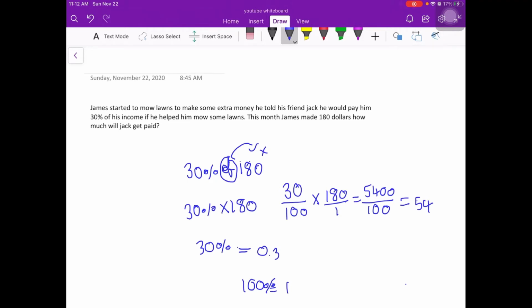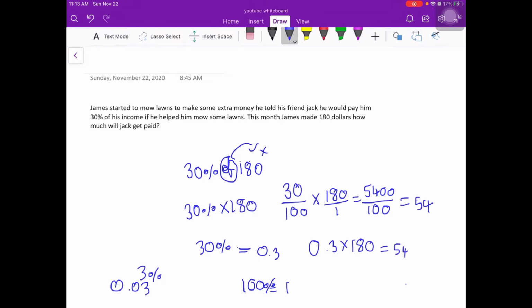Now remember, if someone says 3%, don't think it's 0.3, it's 0.03. I used to get confused about that, so just don't get confused by that. Now 0.3 is the decimal form of 30%. What we can do is 0.3 times 180. When you do that, you get 54.